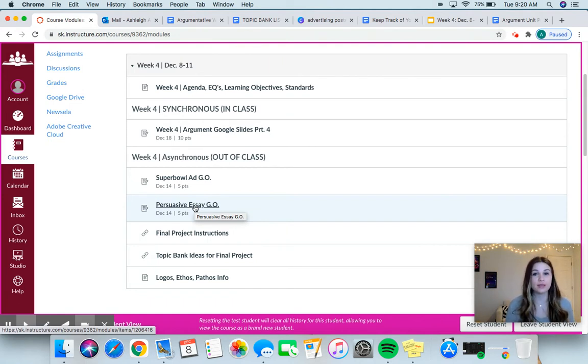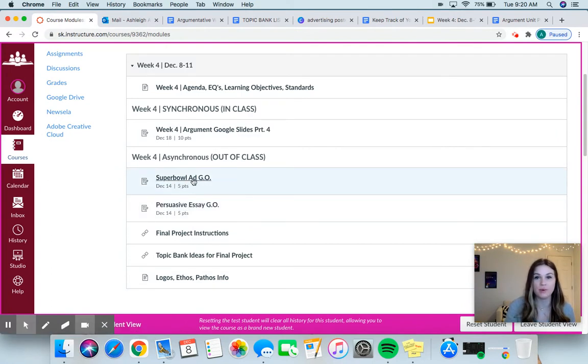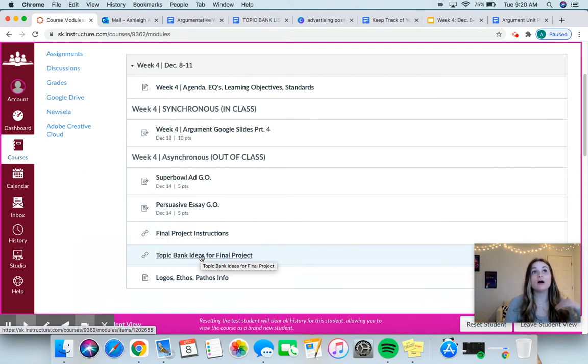So if you're choosing to write the essay, you will do this graphic organizer, and you do not need to worry about this other one, okay? Also, the final project instructions that I just showed you are linked right here if you want to look at them again. And the topic bank ideas, these are all of those ideas that you submitted to me last week, are listed here. So if you're thinking, I have no idea what I want to do, I'm not sure where to start, look at this.